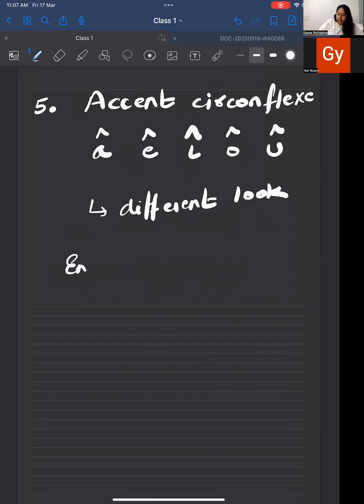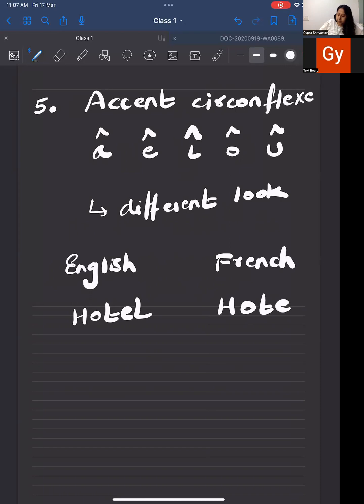For example, in English, we say hotel. In French, we write the same thing. Just the H is a silent H, we don't pronounce it, and O has an accent. It's actually pronounced as hôtel in French. If you notice, both the words are very similar in their look. The only thing that is different is the accent circonflexe. So this particular accent does not really change the pronunciation of the word, does not have any grammar requirement as such, but it gives a different look to the French words.